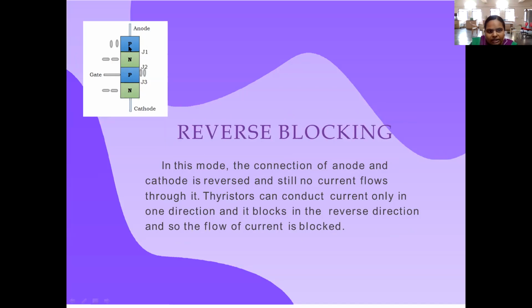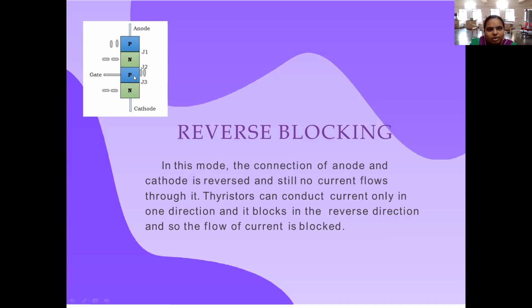Yes, here it is a reverse. Again here it is a reverse. That is, the PN junctions are reversed, but J2 is in forward conduction. Understand here? Opposite of the reverse blocking, forward blocking, right? J1 is in reverse. Again J3 is in reverse, but J2 is in forward conduction.